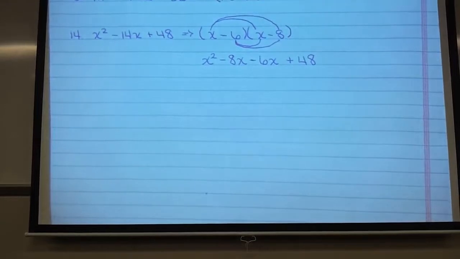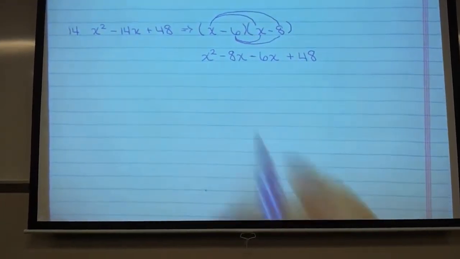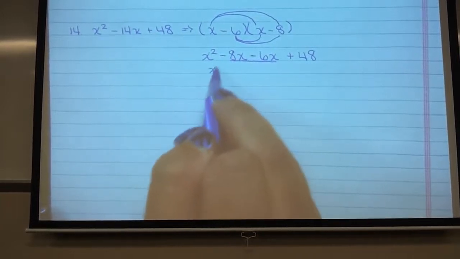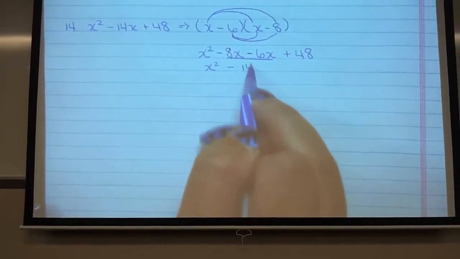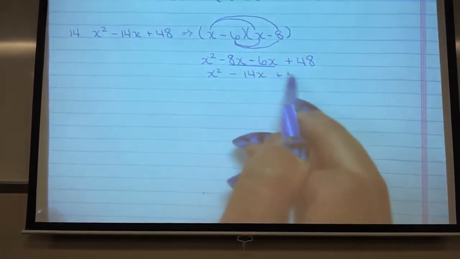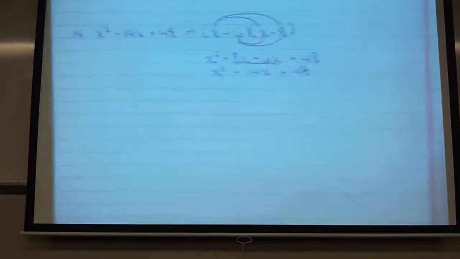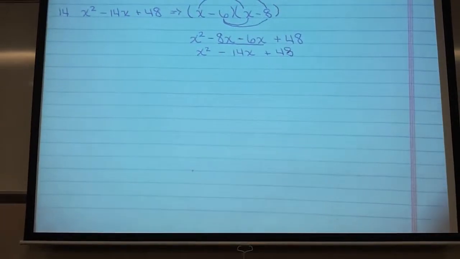And then remember with FOILing, you always want to squish your middle terms. So x squared minus 14x plus 48, and you're right back to your original problem. So you know that you did it right. So they didn't disappear. They're there.